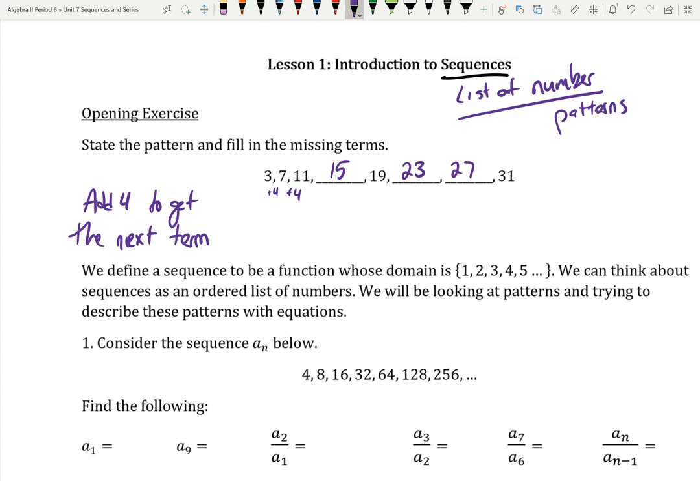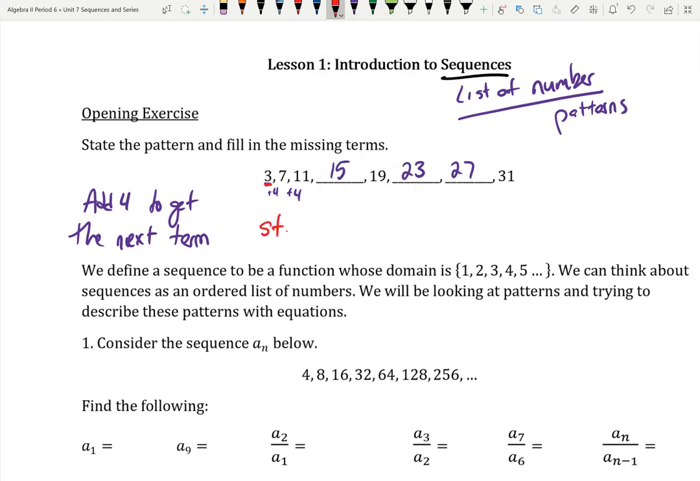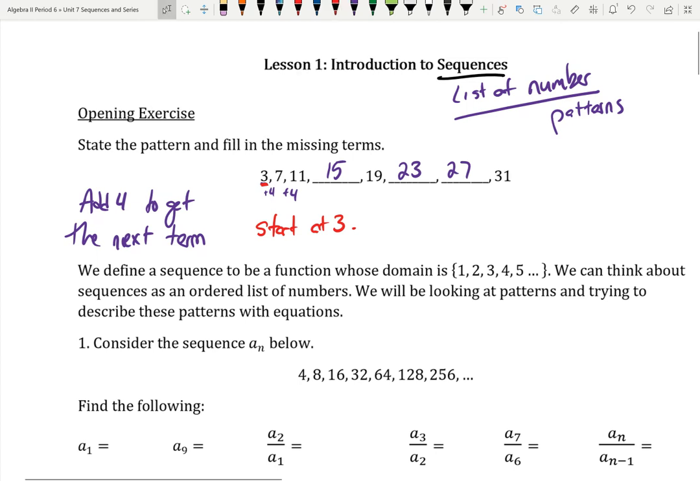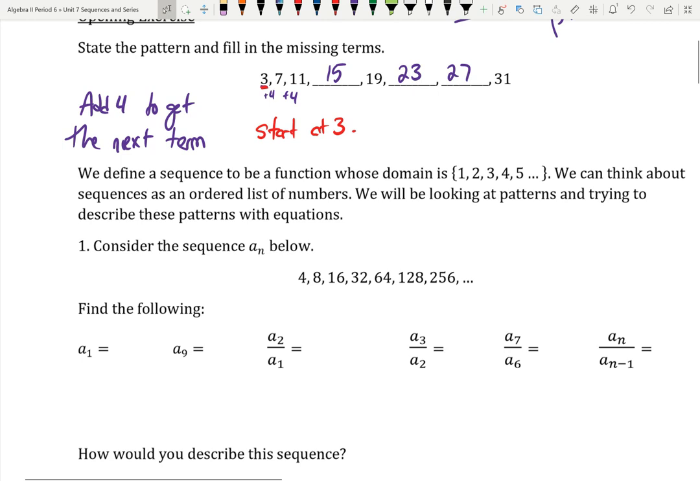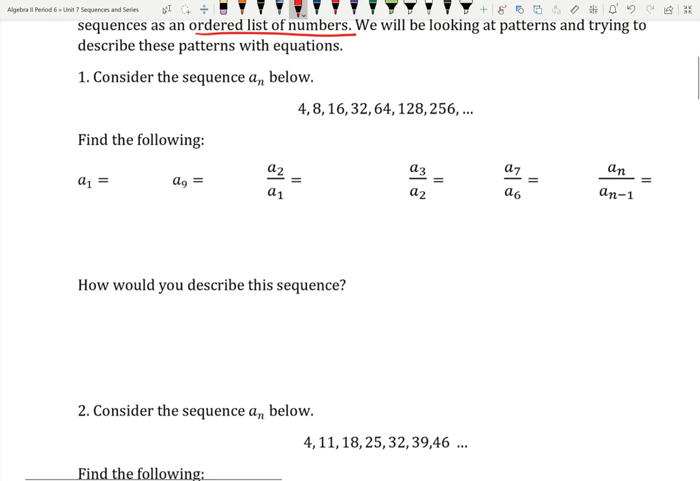But we have to be more specific. We started at 3. So when we describe sequences, you've got to tell me start at 3. So we define sequences to be functions. We don't really need to get too much into this, but the key thing is sequences are an ordered list of numbers. Later on in this unit, we're going to take our list of numbers and add them up. That's called a series, but that's the second half of this unit that we'll deal with later. So a sequence is a list of numbers, and we're going to try to describe the pattern.